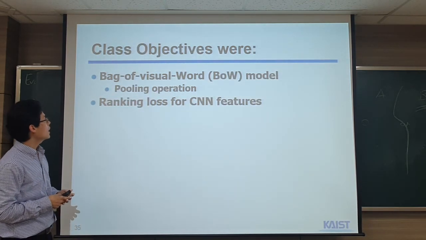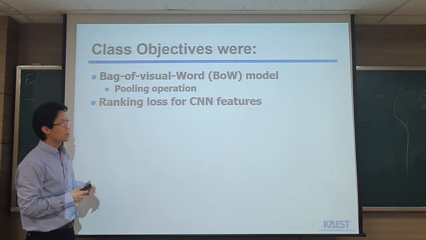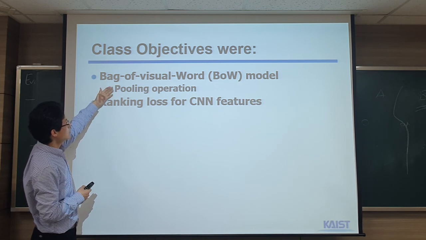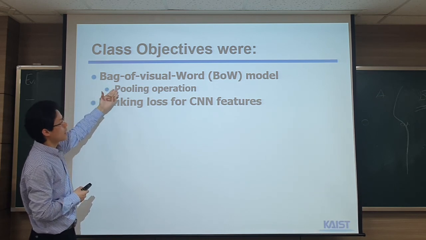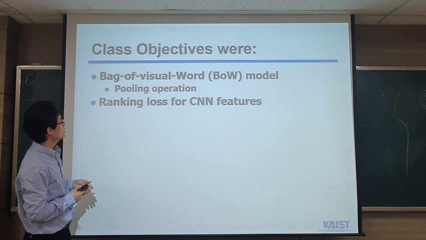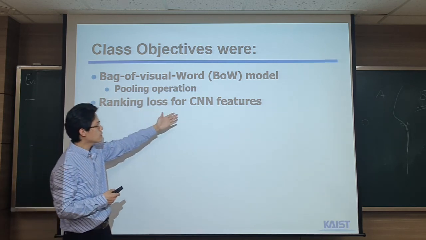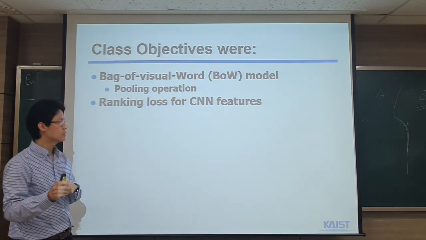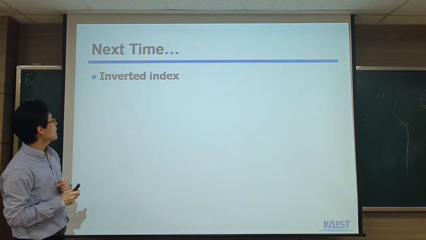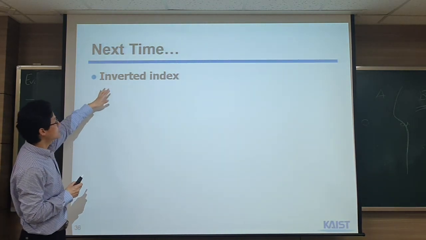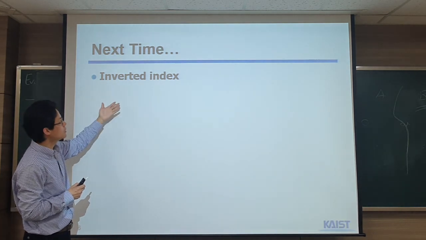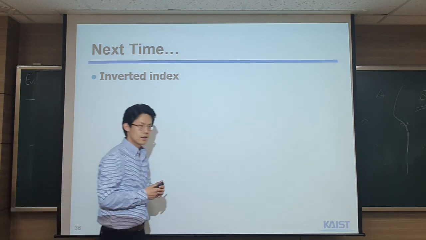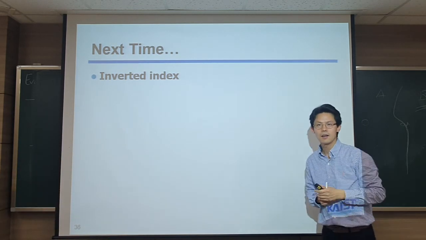Okay. Again, I wish that by now you can understand the main concept of the bag of visual words, which you can consider as a pooling or aggregation method. Also, I talked about the ranking loss for the CNN approach, the classical VLAD, and some variations of VLAD in deep learning. Next time I'll talk about the inverted index that can enable very efficient image search out of a large image set. That's it, and thank you for listening.